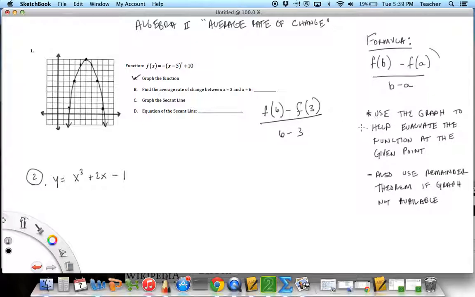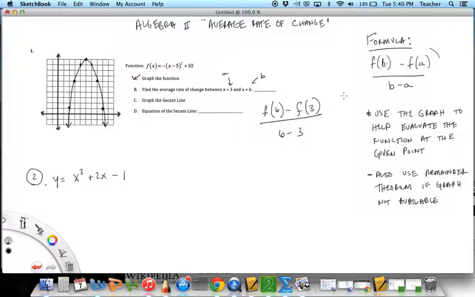In all actuality, it doesn't really matter which one you call b or a, or vice versa, but just make sure it's consistent. If I'm going to call 6 b, that means it's the same on the bottom. In this case, I called 6 b, so this is b, and 3 is a. And now I just put them in the function.